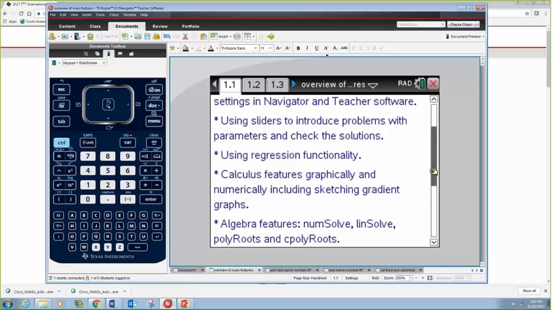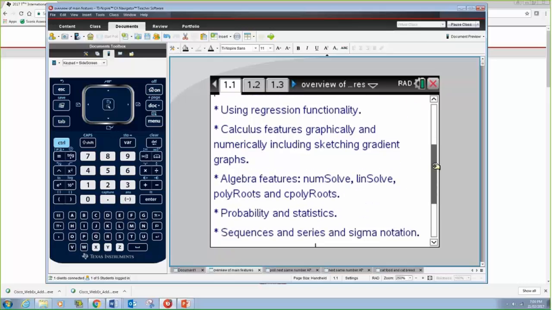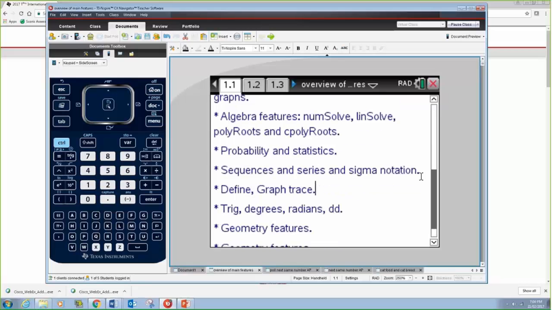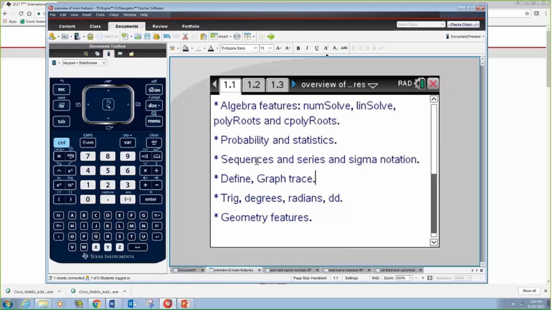Calculus features graphically and numerically, including sketching gradient graphs and finding when gradient is 0. Again, we'll talk about those main features: numerical solve, linear solve, and polyroots. Probability, I will look at negative inverse binomial because it is a new feature. Maybe, if time allows, a bit of sequences and series. We'll look at some graph features like define graph and trace, and also looking at the tables, and geometry features and some trig functions as well.